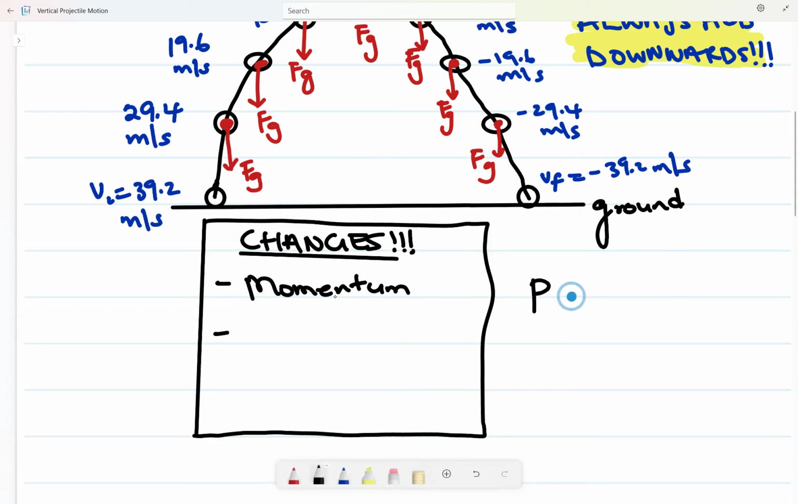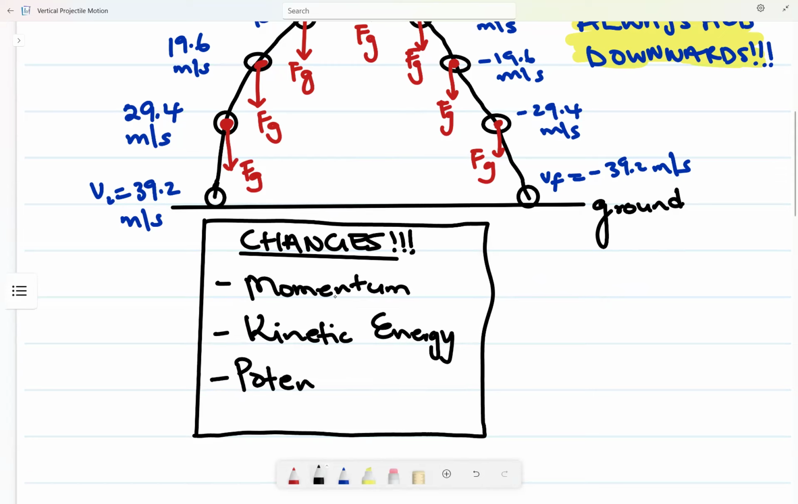Another thing that will change is kinetic energy. Mechanical energy will be conserved, but now the kinetic energy will change. Another thing that will change is potential energy. These are for multiple choice.